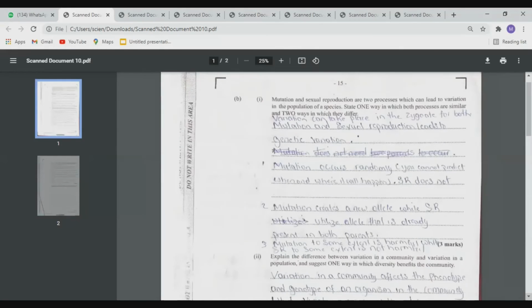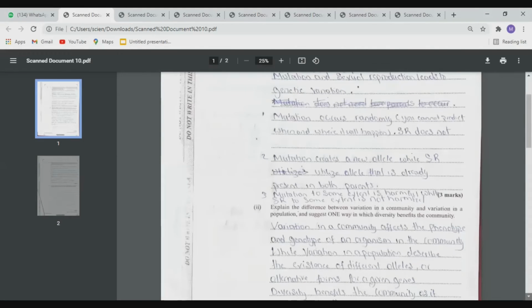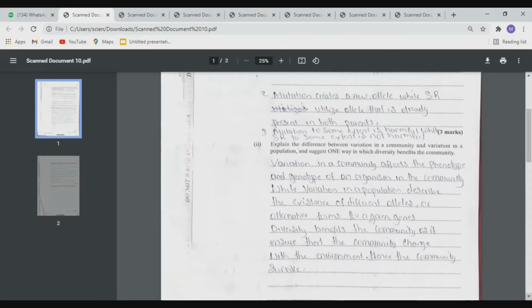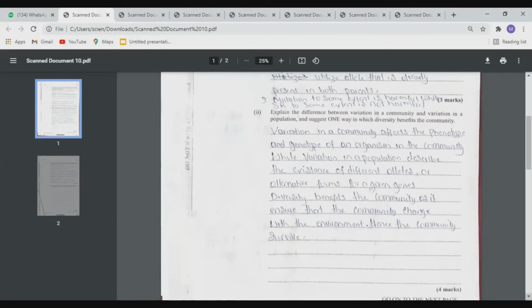So the next question, which is B2. Explain the difference between variation in a community and variation in a population, and suggest one way in which diversity benefits the community. So variation in a community affects the phenotype and genotype of organisms in the community, while variation in a population describes the existence of different alleles or alternative forms of a given gene. Diversity benefits the community as it ensures that the community can change with the environment. Hence, the community will survive. All right.